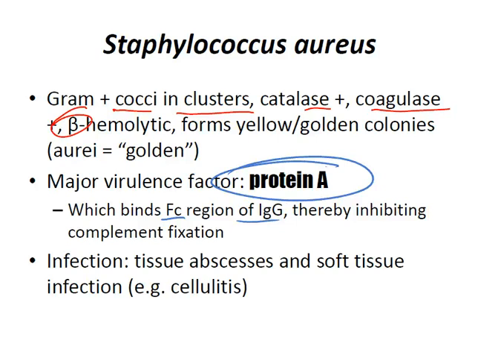Also foreign bodies like prosthetic valves, pacemakers, central lines, catheters, etc. Although Staph aureus can colonize foreign bodies, Staph epidermidis is more classically associated with colonization of foreign bodies and iatrogenic infection. An infection with Staphylococcus aureus will cause tissue abscesses, and soft tissue infection leading to a cellulitis.